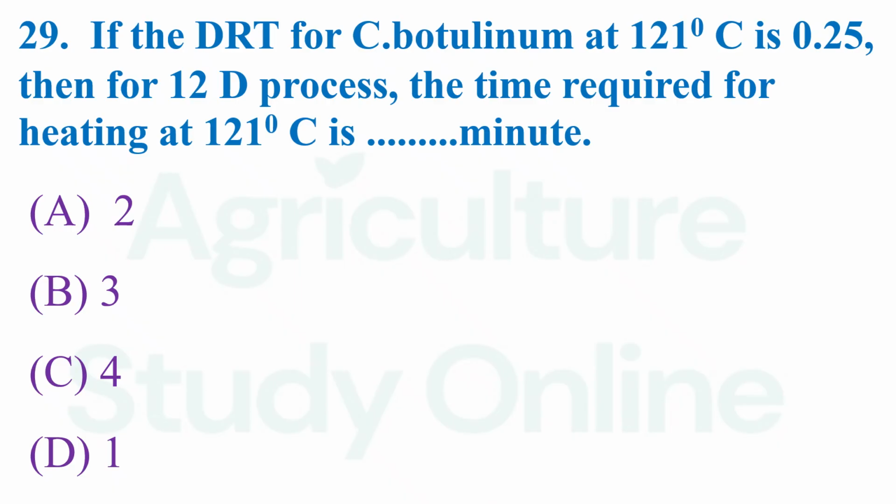Question number 29. If the DRT, that means decimal reduction time, D value for Clostridium botulinum at 121 degrees Celsius is 0.25, then for a 12D process, how much time is required for heating at 121 degrees Celsius? So D value is 0.25 minute. Now the time required to reduce the microorganisms by 90%, that means 1 log cycle. So for a 12D process, it means 12 log cycle reductions.